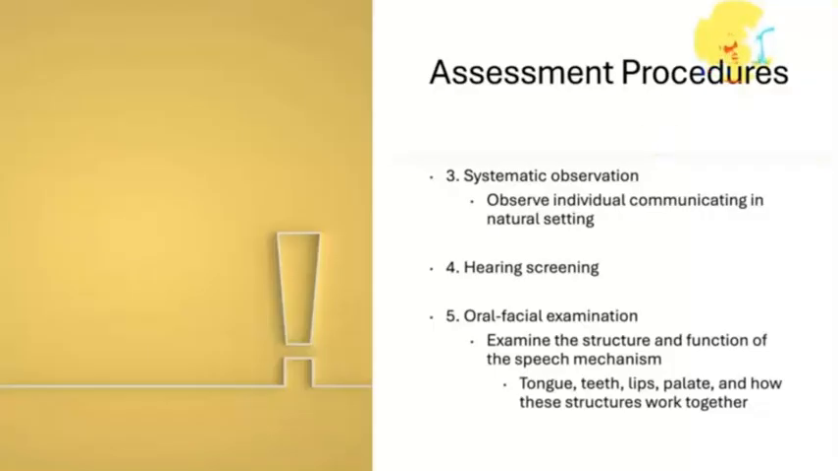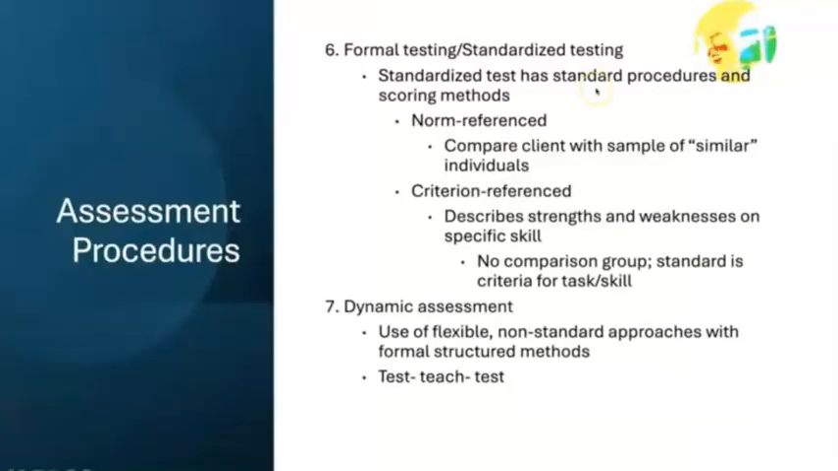And then we often do an oral facial examination. Some people call that an oral mechanism exam. That simply involves looking in an individual's oral cavity and seeing how the structures move, like the tongue and lips. Is there full dentition? How do those structures look at baseline, and how do they move and work together with one another? In many cases, I'm going to use a formal test or standardized test.